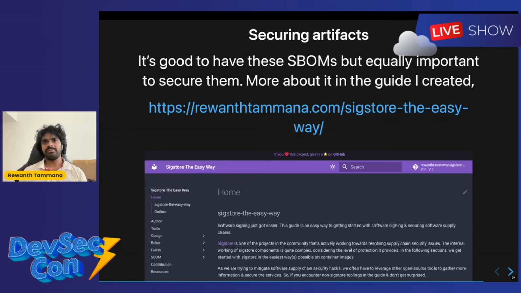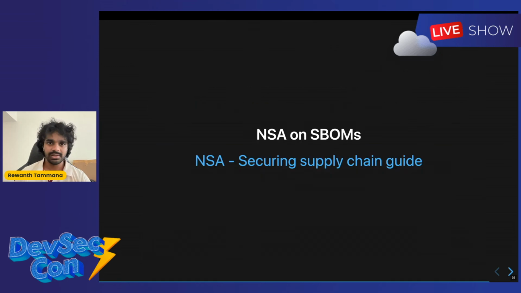And also, it's good to have these SBOMs generated with all the list of information, but it's equally important to secure them. So Sigstore is another open source project that works towards securing these artifacts, your Docker images, or any artifact for that matter. So I have released the Sigstore, the Easy Way guide. It's a practical approach to very easily getting started with Sigstore and securing your SBOMs. So you can definitely have a look at it and try to secure your SBOMs as well.